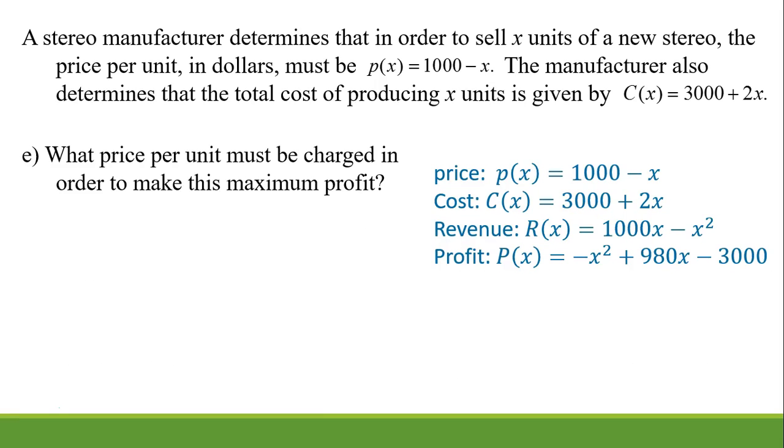What price per unit must be charged in order to make this maximum profit? Since 490 units have to be made to maximize the profit, we'll use 490 in our price function to find that the price that should be charged for the stereos is $510. That will give us the maximum profit.